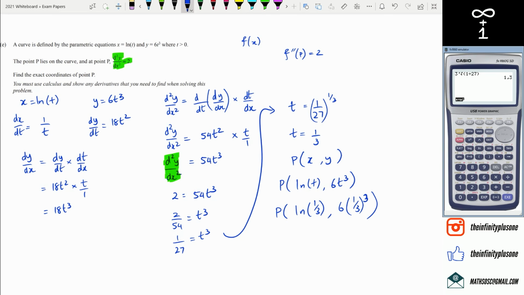Just checking everything. Yeah, no, looks good so far. And then 6 times 1/3 to the power of 3. You could leave it like that, or if you really want to, you could also just work out what it is. So 1 over 3 to the power of 3 multiplied by 6 equals 2 over 9. So you can rewrite this P as ln of 1 over 3.